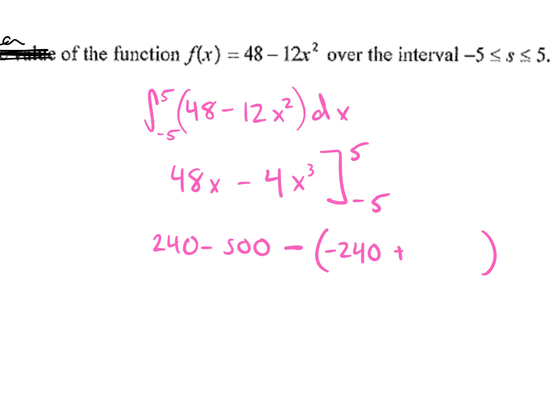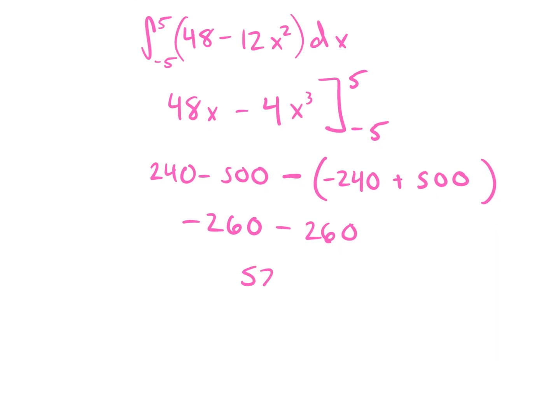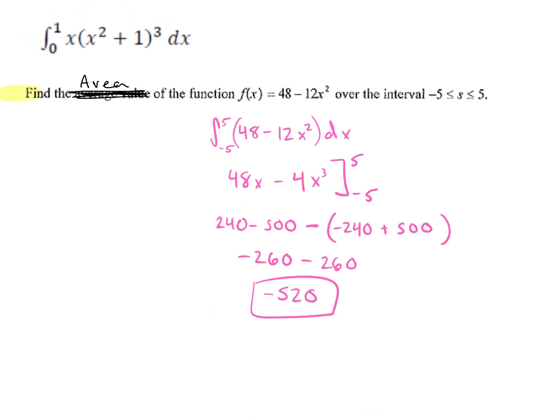This might end up being 0, but that's fine. 240 minus 500 would be -260, minus this would be positive 260. Not 0. Perfect. So this gives us 520, -520. So that would be our area. So area is just the integral.